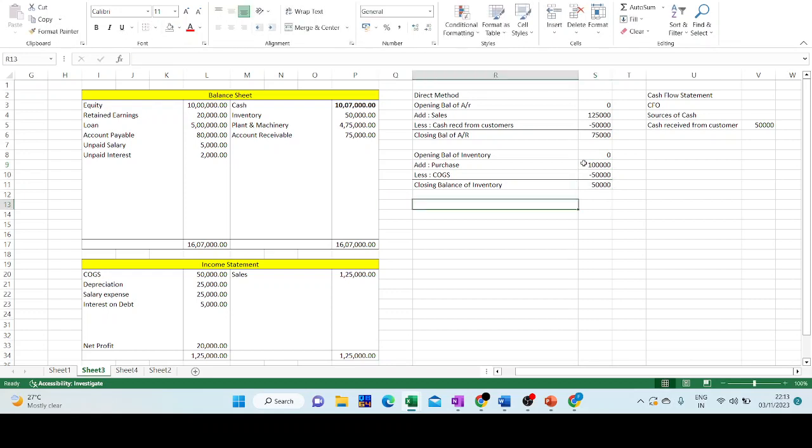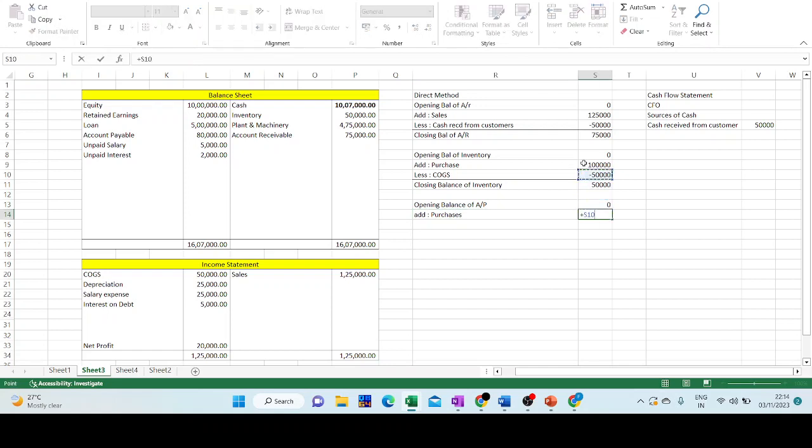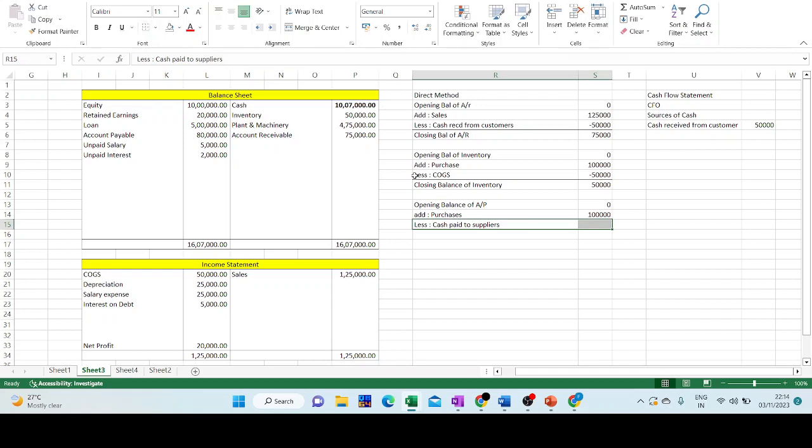So we've calculated purchases. Now what we need to calculate is the cash paid to my suppliers, right? So to calculate the cash paid to my suppliers, I'll have to go to my payables account. So opening balance of accounts payable, which is 0 because we've just started business. Add purchases, because credit purchases would increase what we owe to our suppliers, which is 1 lakh. Less cash paid to suppliers, this is something that we need to calculate. Cash paid to suppliers is deducted from my accounts payable, because if we pay cash to my suppliers, then that would reduce what I owe them, right?